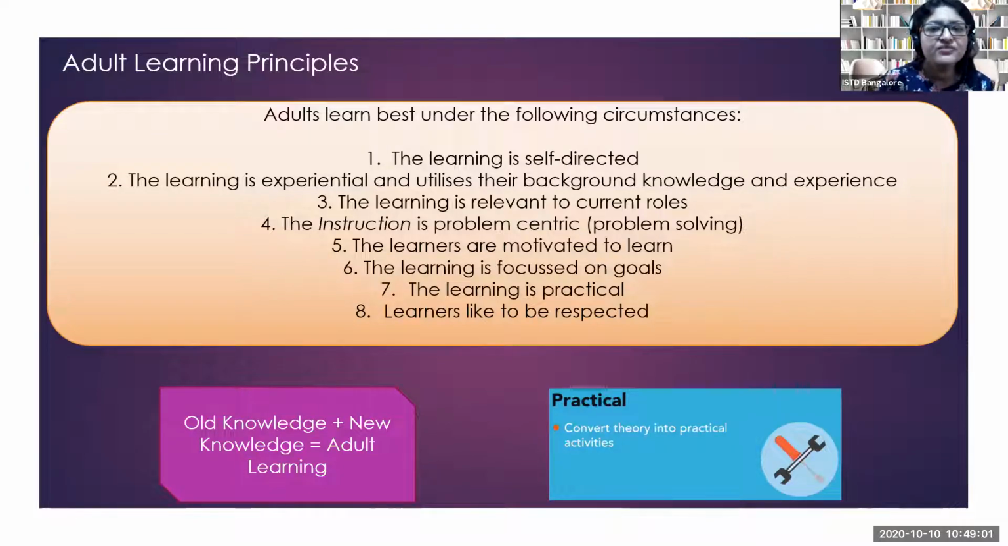Okay, the instruction is problem centric. The learners are motivated. The learning is focused on goals. The learning is more practical, and learners like to be respected. So give respect, earn respect. So that's how it is.